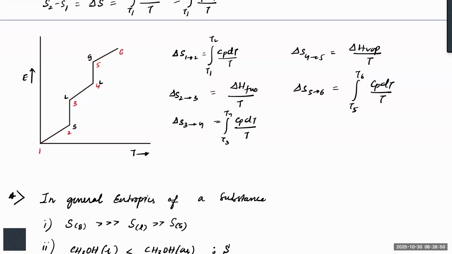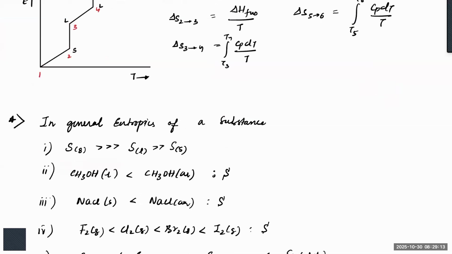So these are the values: 1 to 2, Cp dT by T; 2 to 3, a sudden change, delta H of fusion by T; 3 to 4, Cp dT by T; and 4 to 5, delta H of vaporization by T, correct? And 5 to 6, Cp dT by T. This is how you calculate for this one.